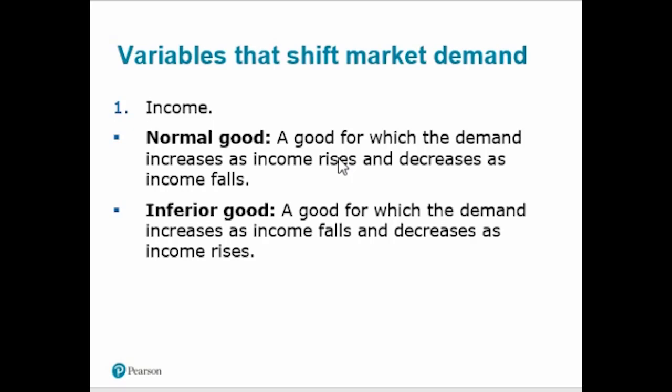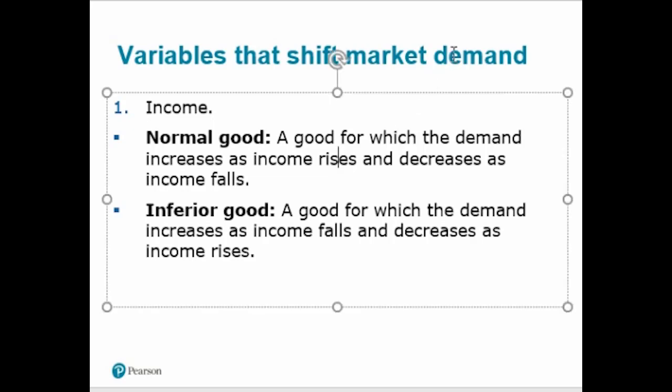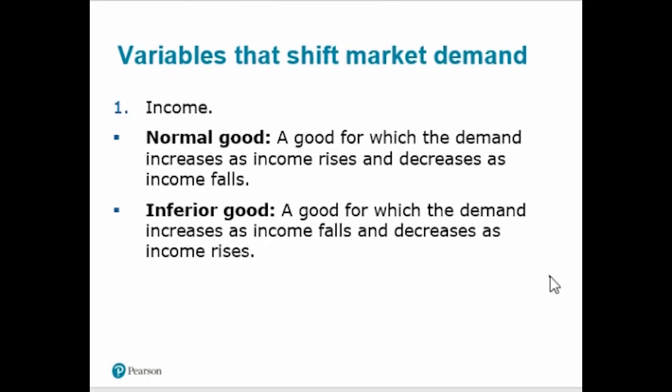It might be possible that a thing which is normal for me may be inferior for you, and a good which is inferior for you might be normal for me. But the definition will remain the same: any good whose demand increases with an increase in income is called a normal good, and when income decreases, demand for that good decreases.